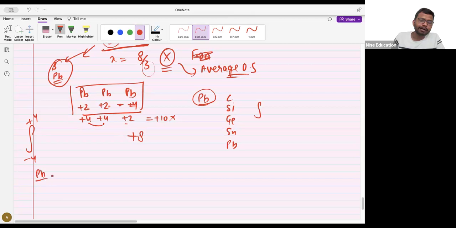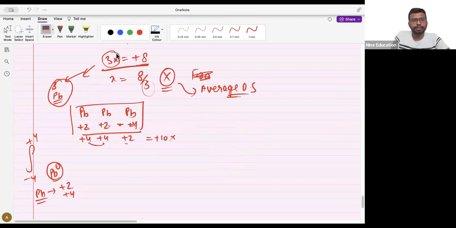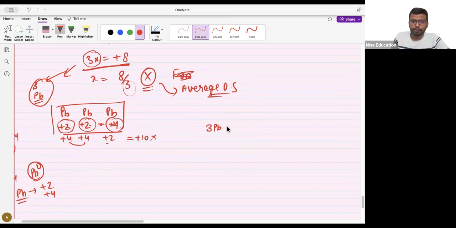See, lead you have how many types? +2 and +4, or simple lead can be 0, elemental lead. So you have these many types of lead, and you want your total to be +8. If you want your total to be +8, you can have this combination only, +2, +2 and +4. So 3 leads can be total +8 when you have lead, lead and lead.